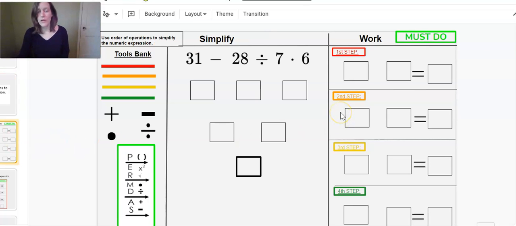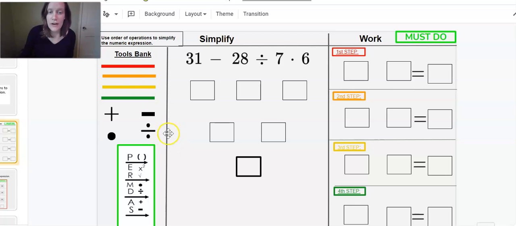So remember that when we do order of operations, we go in this order right here. We always do parentheses first. If we don't have any parentheses, or once we've worked them out, we move on to exponents and radicals. Then we move on to multiplication and division. And remember, if we're looking at multiplication and division in a problem, we go from left to right. Once we've done all the multiplication and division, then we move on to the addition and subtraction from left to right. So today I'm going to show you how to do this on our Google Slides, showing your work and showing what order to do them in.